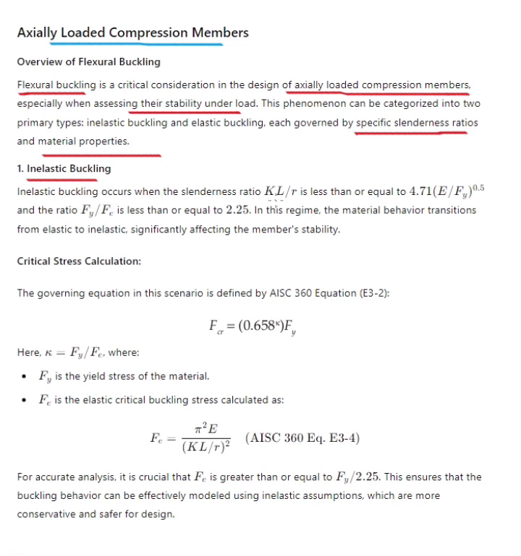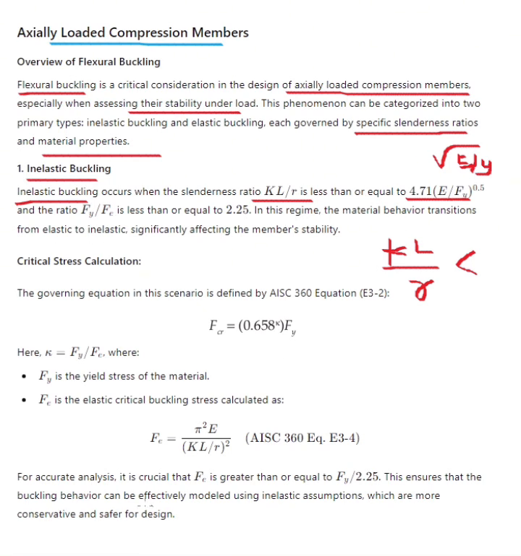Inelastic buckling occurs when the slenderness ratio KL/r, which is the slenderness ratio that we know, is less than 4.71 times the square root of E/Fy. When we calculate the slenderness ratio, if this value is less than 4.71 times the square root of E/Fy, then inelastic buckling occurs.